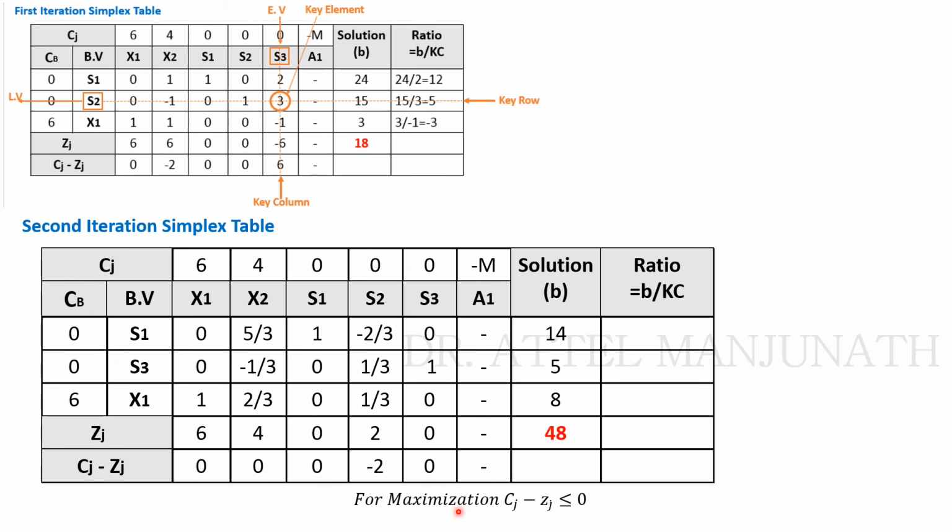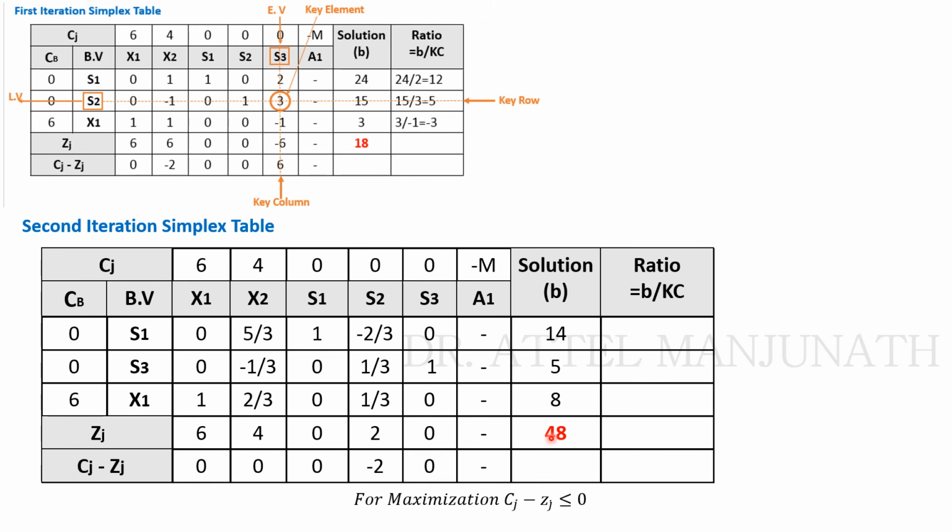So what is the optimality condition for a maximization equation? For a maximization equation, the optimality condition is Cj minus Zj should be less than or equal to 0. So we got all the values here less than or equal to 0. All values are 0 and one cell is having less than 0. So hence whatever solution we obtained with this table is called an optimal solution. This is the optimum value, that is 48 is the optimum value.